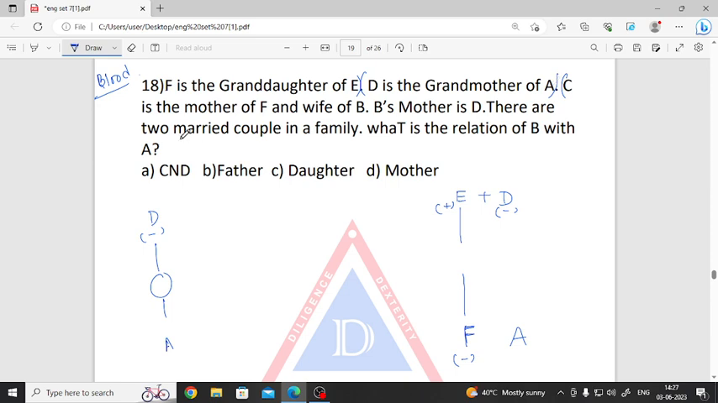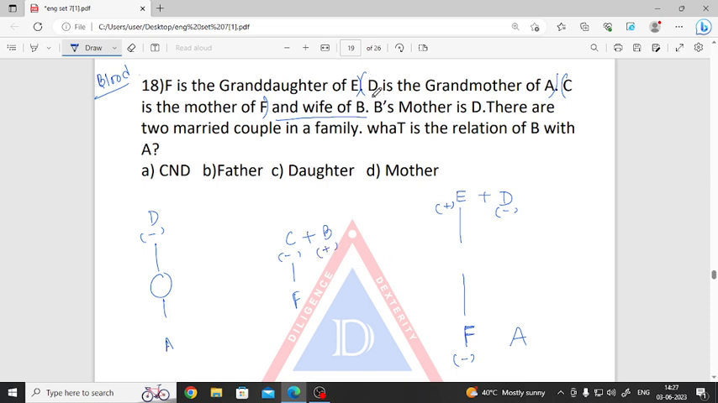Then C is the mother of F. Achha chalo, C is the mother of F. But we don't know, is C the daughter of E? Is C the mother of E till this line? Can we say? No. Then it says C is the wife of B. Achha chalo. So B is the husband of C.